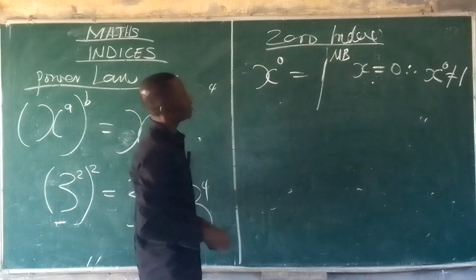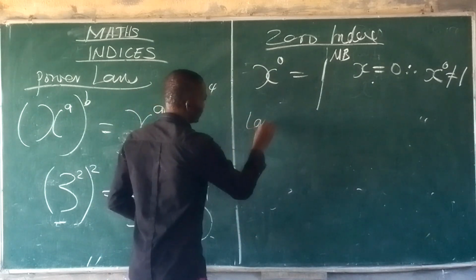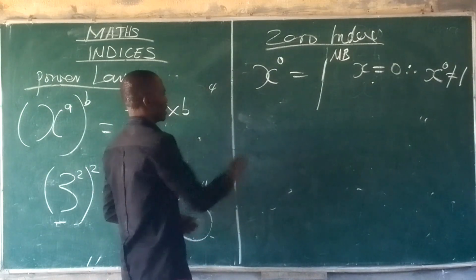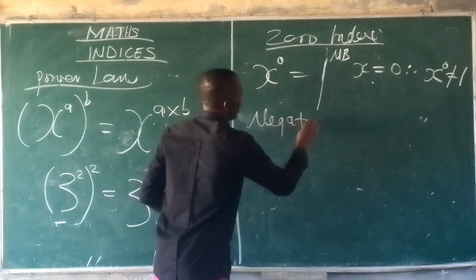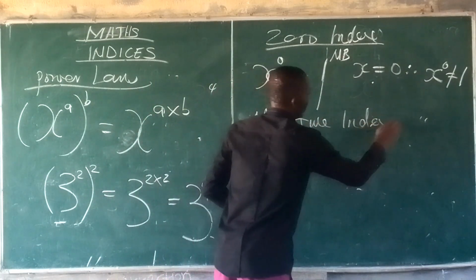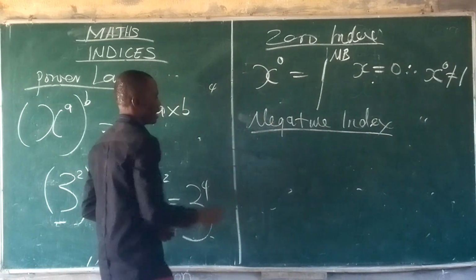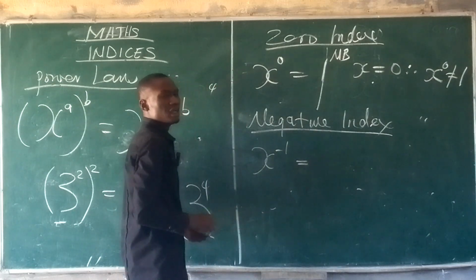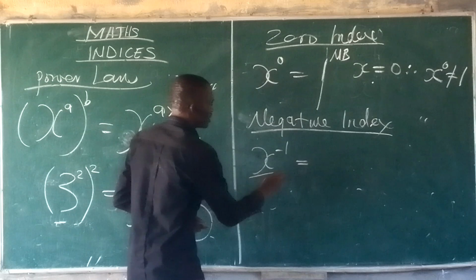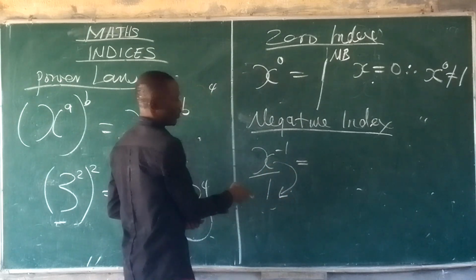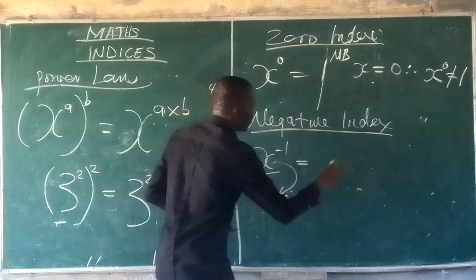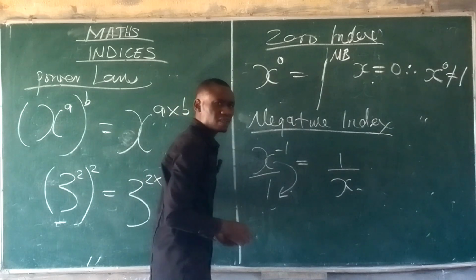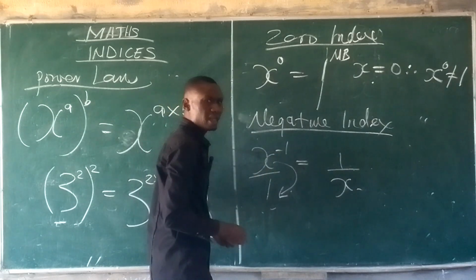The next one is called the negative index. The negative index is when you have x to the power of minus 1. All you're going to do in this kind of situation is move this variable to the denominator. When you do that, what you're going to have is 1 over x. Remember, the index remains in its positive form.